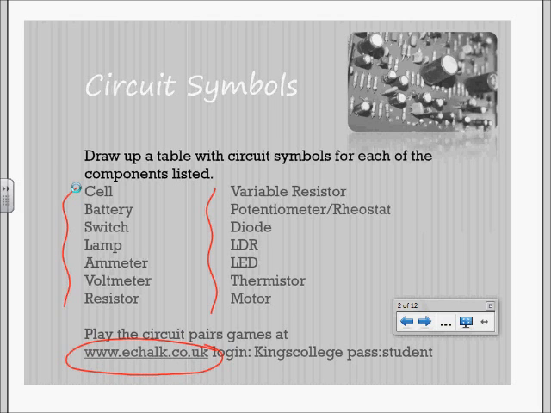It's very easy to get into. Just look up that website there. King's College as the login, and then just student as the password. Search for the particular activity called circuit pairs under physics, and have a go at testing your knowledge.